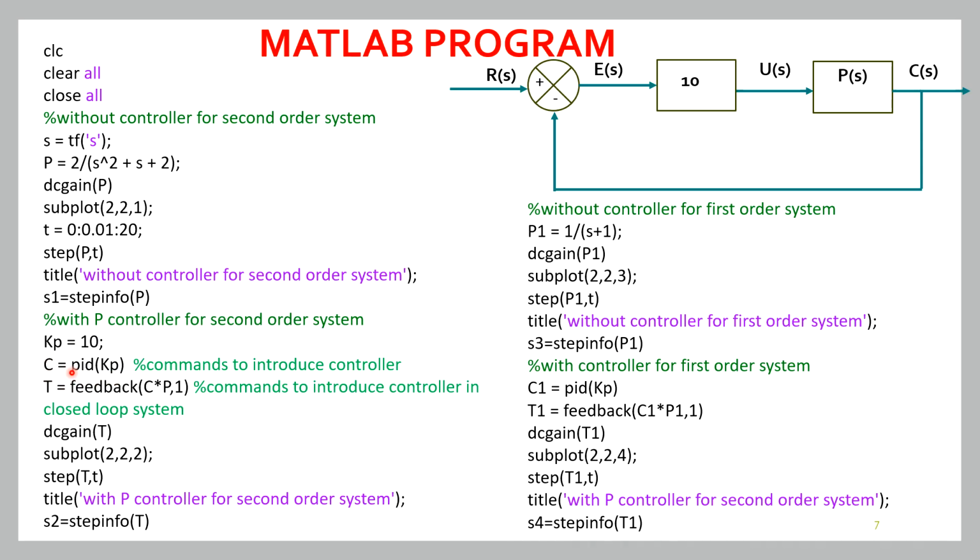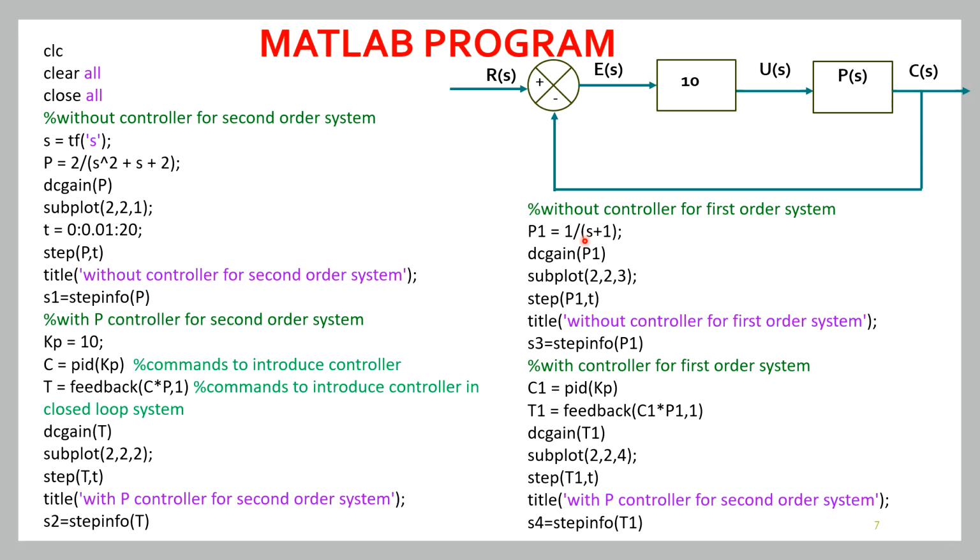Now I'm going to introduce this controller of value 10 in series with P. So C into P, both are in cascade form. What is my feedback element here? My feedback element is unity feedback. So C into P, my feedback value is 1. Feedback of this. It means MATLAB will calculate the transfer function of the given block diagram representation. So that function I have named T. Similarly, I have introduced the command stepinfo of T.